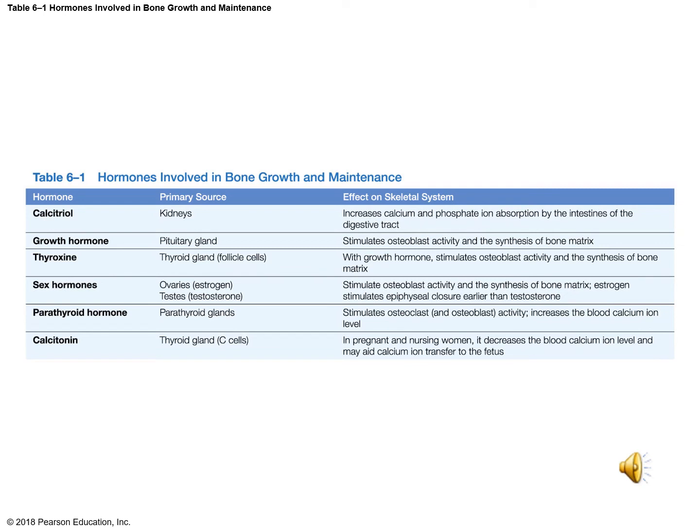Hormones have a large effect on your bone growth and maintenance. The first hormone is calcitriol. This is the hormone that's produced when vitamin D3 is converted to it in the kidneys. And calcitriol works to promote the calcium and phosphate absorption in the small intestines. The next 2 are growth hormone and thyroxine. These both work in similar ways. They both stimulate the osteoblast activity, which is going to synthesize more bone.